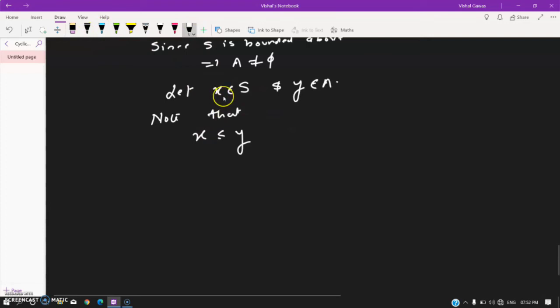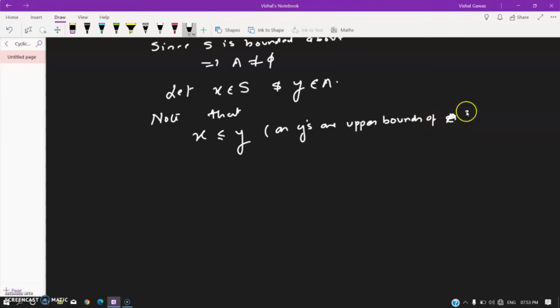So let me take two elements, one from S and one from Y. So what is the relation between x and y? Since first of all, x is an element of S and Y is the set of all upper bounds of S, this would imply that x is always less than or equal to y. Right? That makes sense, right? The reason here being, as the y's are upper bounds of S, they are upper bounds of S.